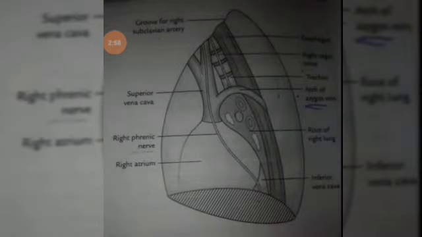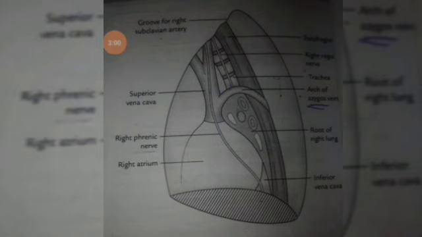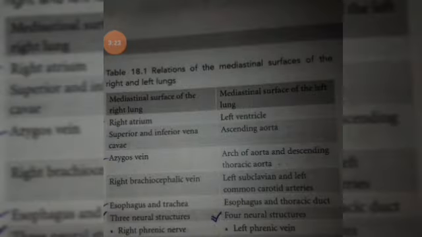So look at this diagram now. This is for your right lung. How did I know it's my right lung? You can see the superior vena cava. If I have the superior vena cava, that should tell me right atrium, of course. The right lung is related to the right part of the heart. It's easy to know that. Then you have your azygos vein. You can see the azygos vein draining into the superior vena cava. Let's go back to this table.